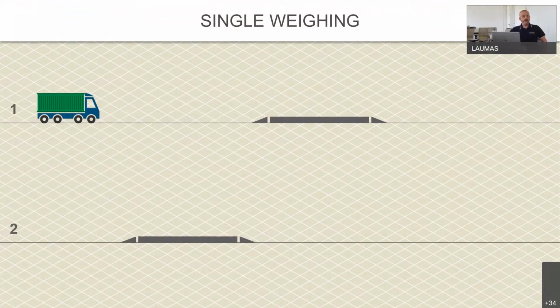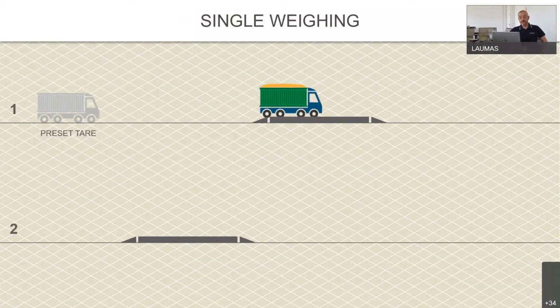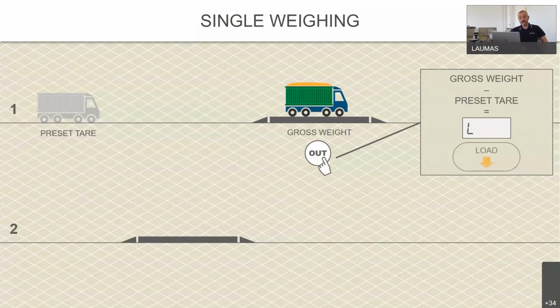In this case, as we can see in the slide, an empty truck already registered in our database arrives on the site. After loading the material, it goes on the truck scale, and we can visualize on the display the total gross weight. By pressing the Out button, we select the preset tare weight of that specific truck, and then we can visualize the net weight that we have loaded.